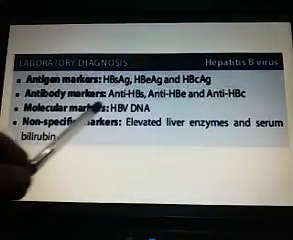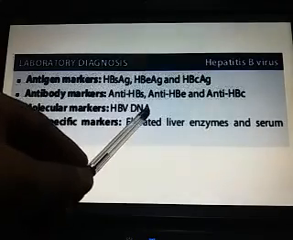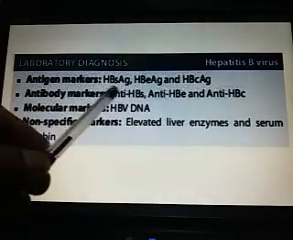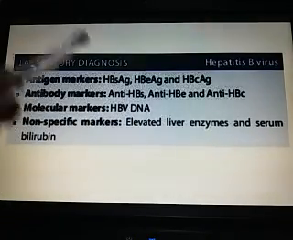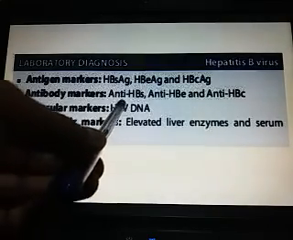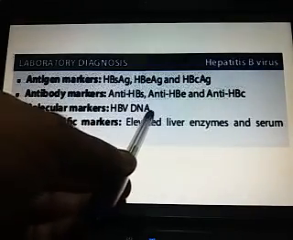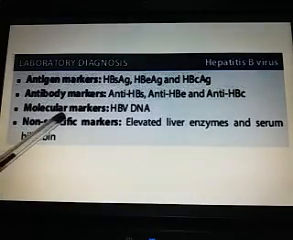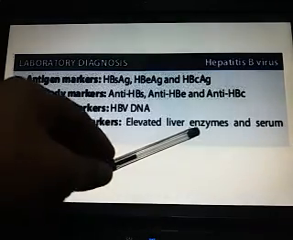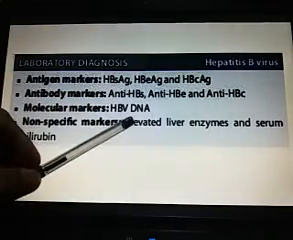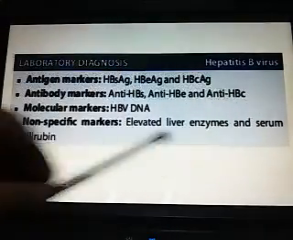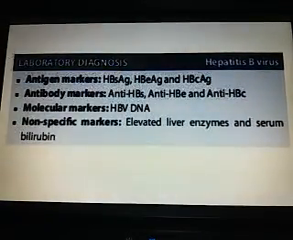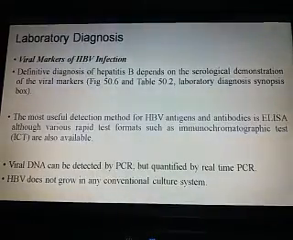Definitely molecular markers, that is the hepatitis B virus DNA, we can diagnose by the presence of hepatitis B virus DNA, partially double stranded DNA, by using PCR. A non-specific marker, that is the elevated level of liver enzymes and serum bilirubin, also indicates the infection of hepatitis B virus.